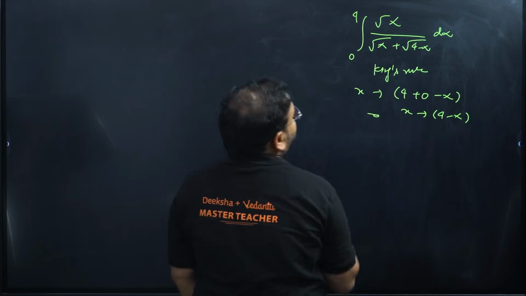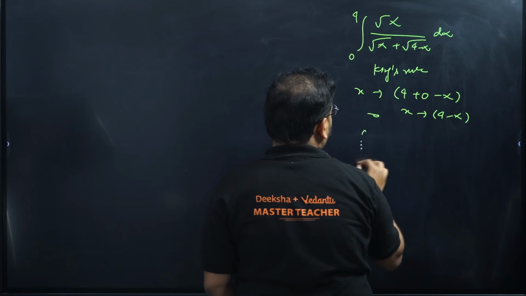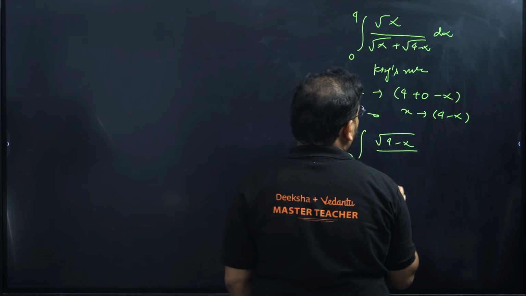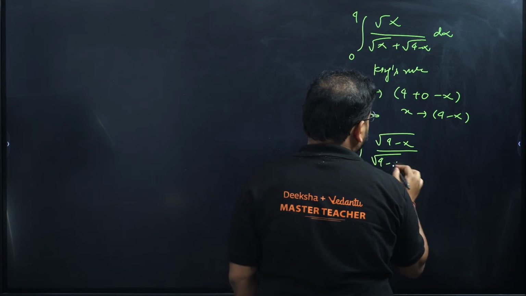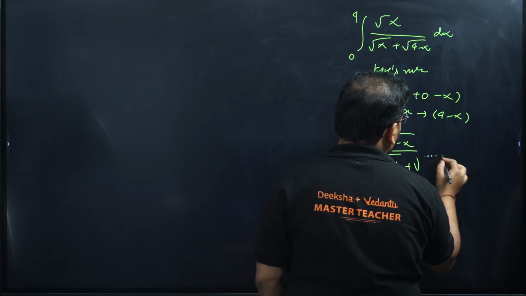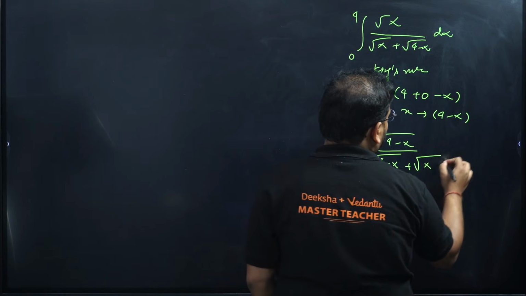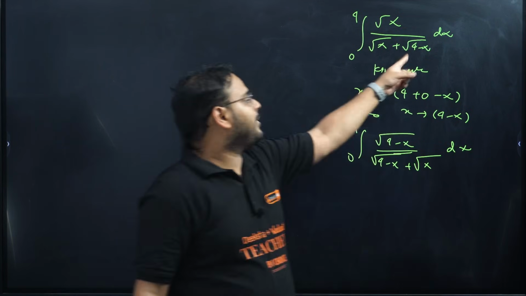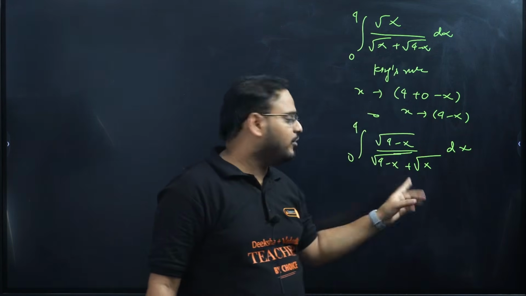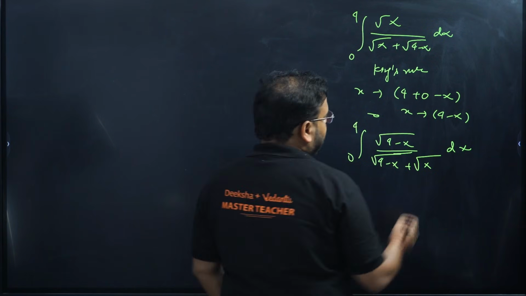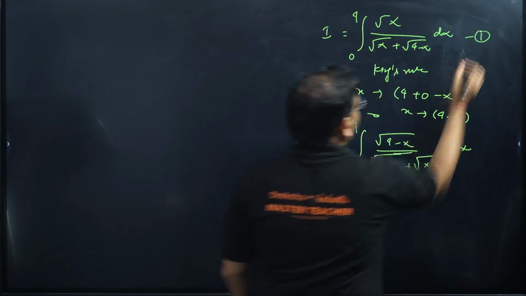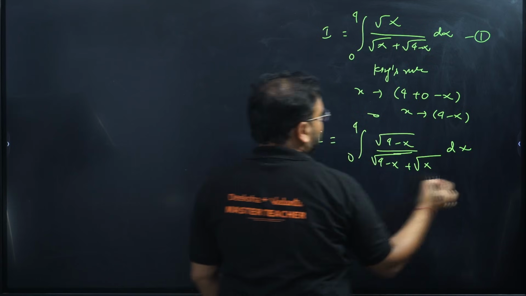You'll have the limit the same, 0 to 4. It'll become root of 4 minus x over here, and the other term will become 4 minus of 4 minus x. It'll become simply x. 4 will be cancelled, and you'll have only root x left. Okay. Now this is my equation. Let's say I is equation 1, and the same thing is I, equation 2.